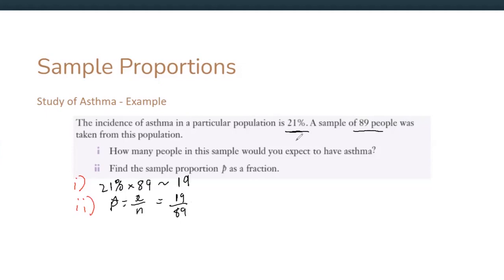Anyway, what did we learn in this lesson? We learned about what a sample size is, how it relates to the larger population, and how to find the mean and the variance of the sample proportions.